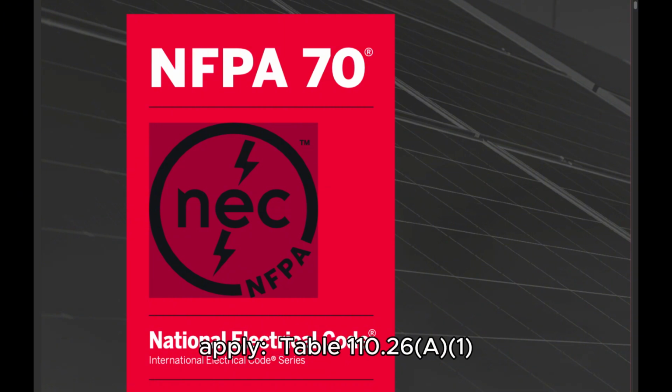Table 110.26(A)(1) Working spaces. Nominal voltage to ground, minimum clear distance. 0 to 150 volts: 900 millimeters (3 feet) for Conditions 1, 2, and 3. 151 to 600 volts: Condition 1, 900 millimeters (3 feet); Condition 2, 1.0 meter (3½ feet); Condition 3, 1.2 meters (4 feet). 601 to 1000 volts: Condition 1, 900 millimeters (3 feet); Condition 2, 1.2 meters (4 feet); Condition 3, 1.5 meters (5 feet).